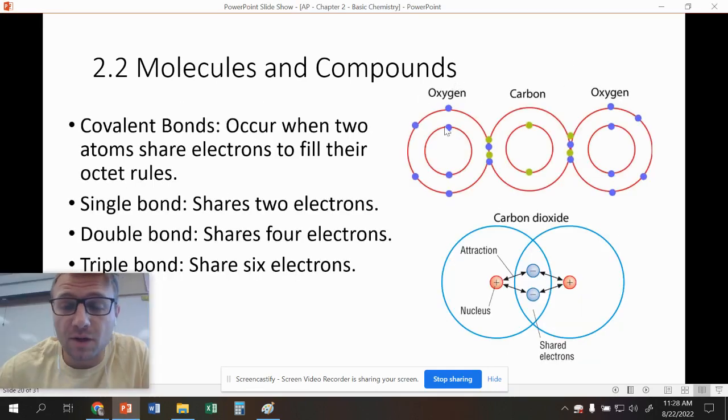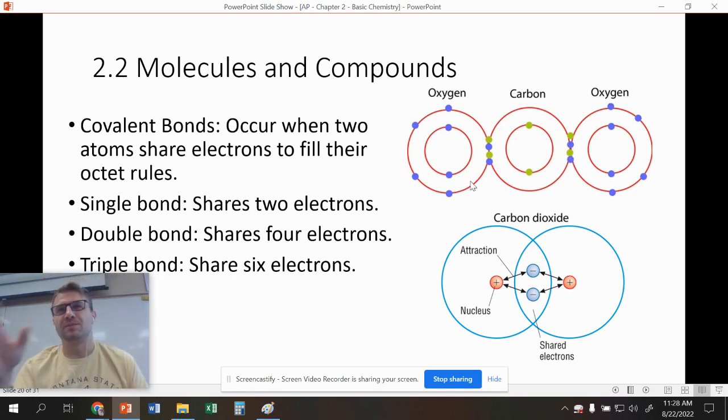Let's talk about covalent bonds now. This occurs when the atoms share electrons. You can see carbon here has 4 valence electrons, 1, 2, 3, and 4. It wants to have 8, so it's going to share these 2 electrons from this oxygen atom and these 2 electrons from this oxygen atom.